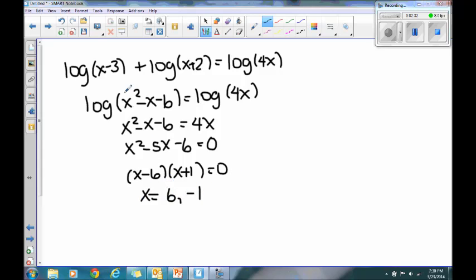When we check our domain issues, 6 minus 3 is 3, that's allowed. 6 plus 2 is 8, that's fine. And 6 times 4 is 24, so that's okay. But notice if you use -1 in this expression or that one, and it only has to be bad in one place, that would make me take the log of a negative number, so I can't use that one at all, which means 6 is the only solution here.